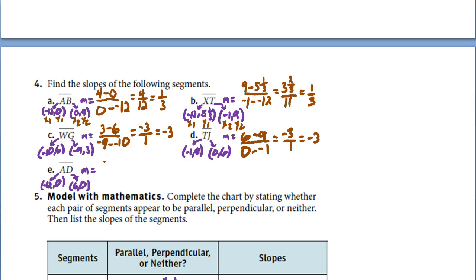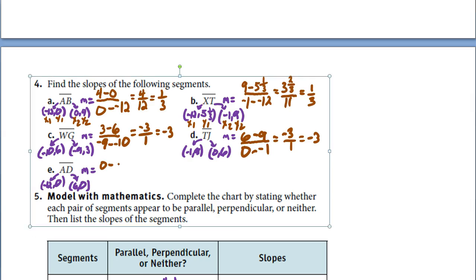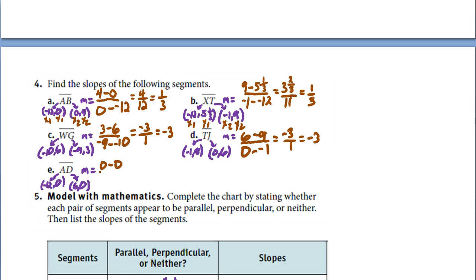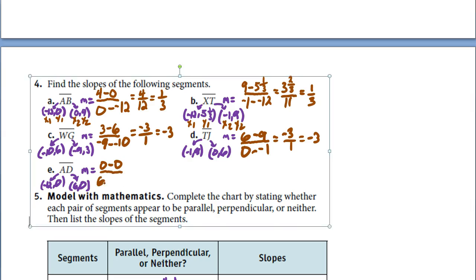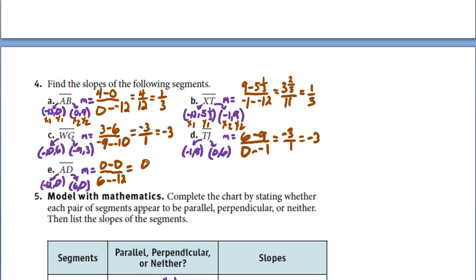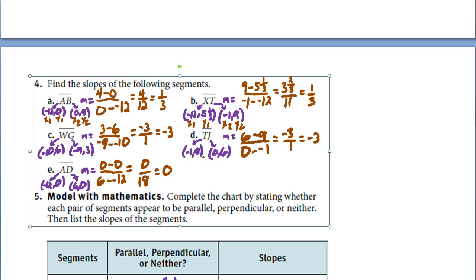So our slope is 0 minus 0 divided by 6 minus the negative 12. And this is 0 over 18, which reduces to 0. So with ordered pairs, we were able to calculate the slope of this line as 0.